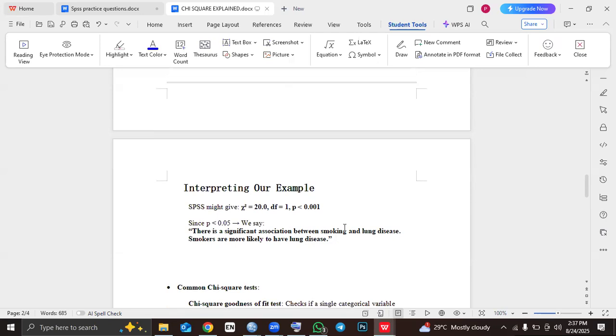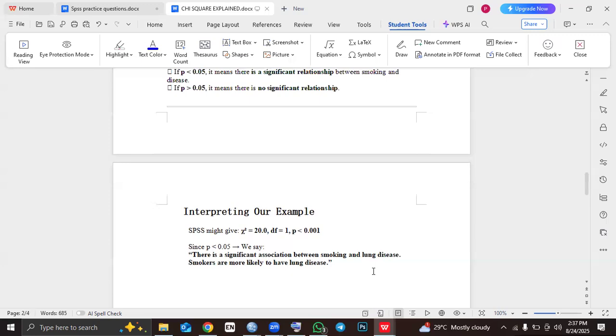This is the whole point of running your chi-square test, because we want to see if there's a significant association between two variables, in this scenario, smoking and lung disease. So in our example, because our p-value was less than 0.01, we will say that there's a significant association, and hence, the more you smoke, the more likely you are going to have a lung disease. Very simple, very easy.